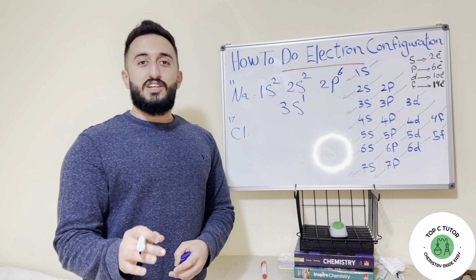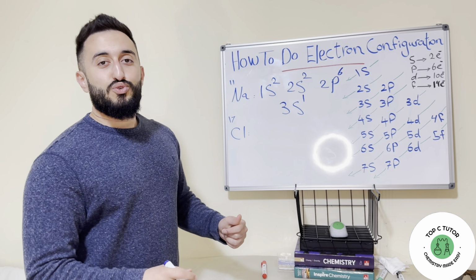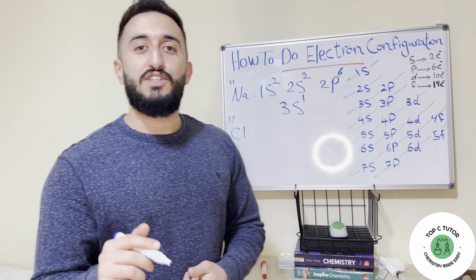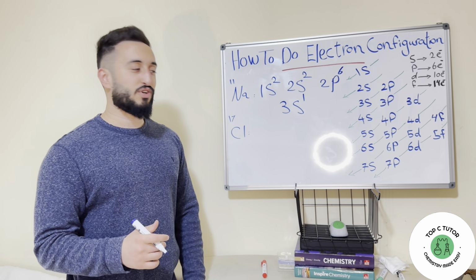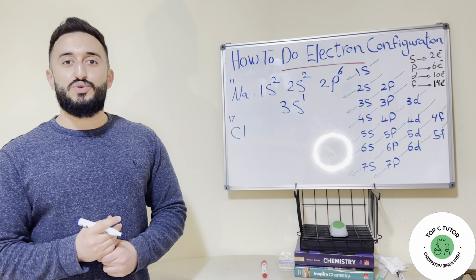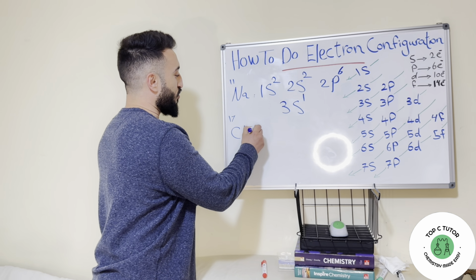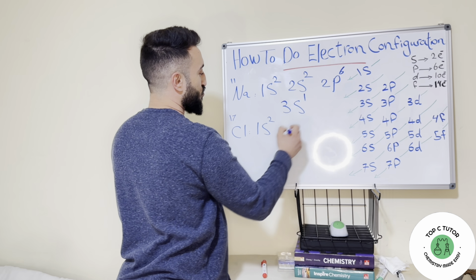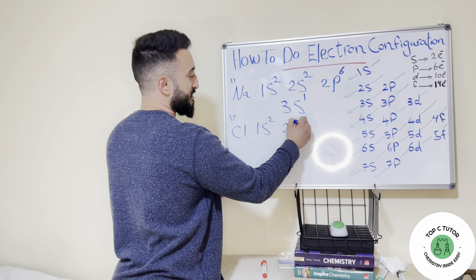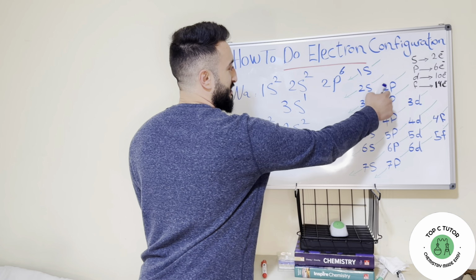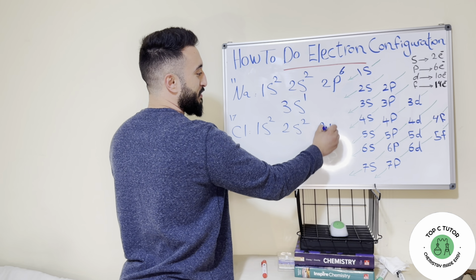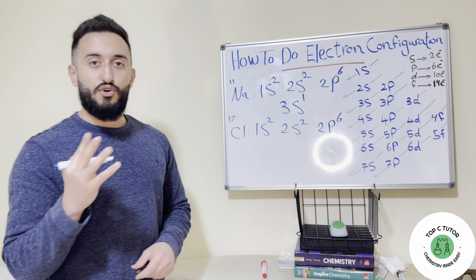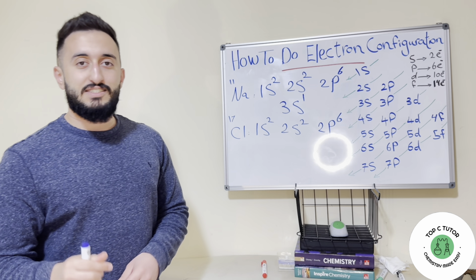Now let's check our knowledge. Try to do the electron configuration of chlorine, 17. Pause this video, then let's try to do it together. How many electrons do we have? We have 17. So 1s2, the next room is 2s, so 2s2, the next room is 2p, 2p6. Let's count together. 2 plus 2, 4, plus 6, 10. Still 7 more.